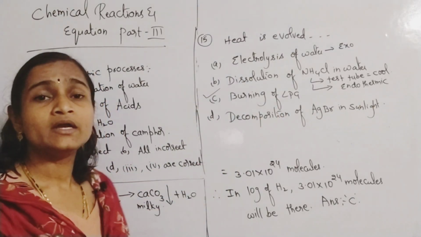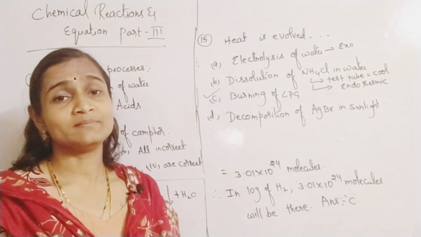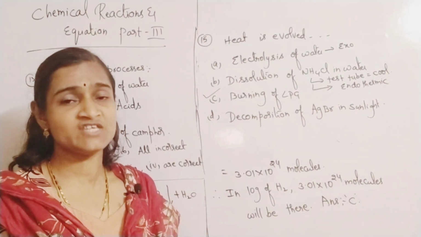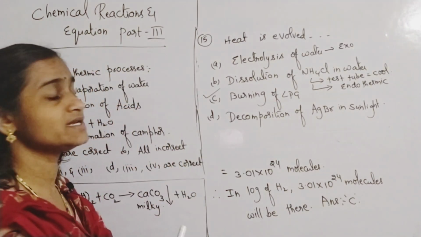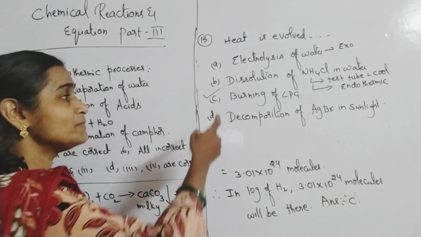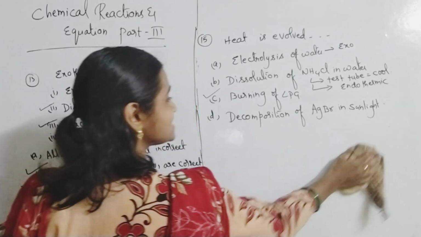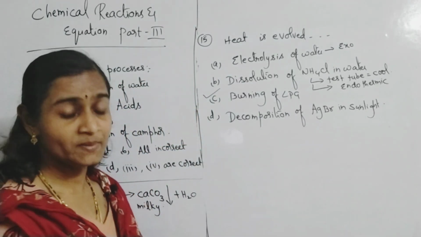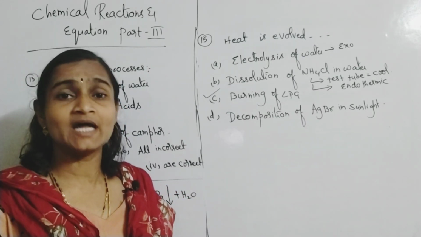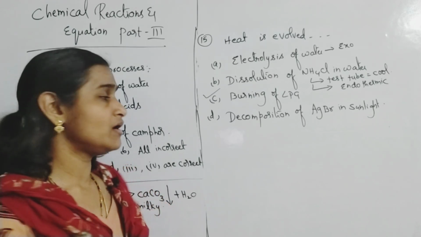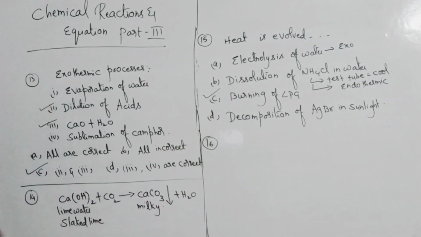Burning of LPG. Do you know what LPG gas is? Liquefied petroleum gas, the gas which we use for cooking. In cooking gas cylinders, LPG will be there. That is butane gas. Please remember, butane gas. It liberates a lot of heat energy, so it is an example of an exothermic reaction. And decomposition of AgBr takes place in presence of sunlight. As I told you in the previous video also, AgBr is a yellow colored substance. When kept in sunlight, it turns metallic grey, blackish grey. So it's a photochemical reaction. Please remember. Next, move on to the 16th question.